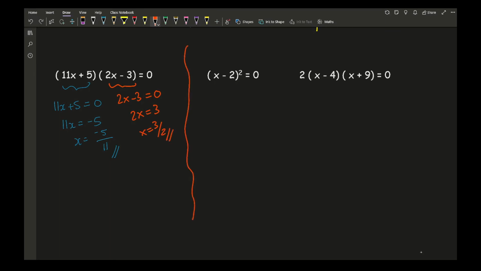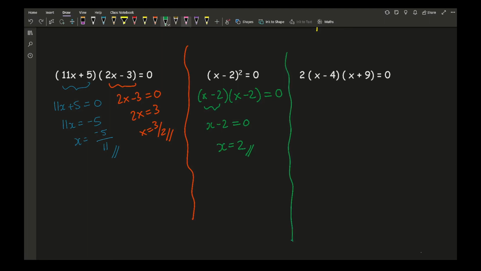And then with the next one, here I haven't got double brackets, but remembering what this means, this means x minus 2, x minus 2. So now I do have two brackets. So again here, as they're both the same, I've just got x minus 2 equals 0, so x equals positive 2, and I've only got one solution for this.